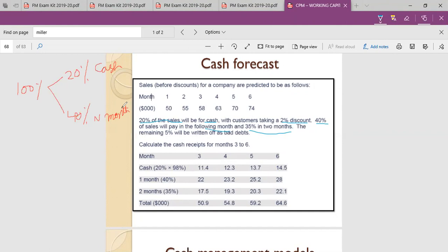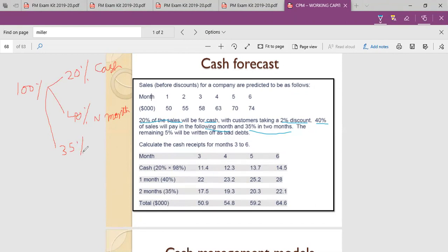After that, how much is remaining? 20 plus 40 is 60%. So the balance of it is another 40%. So what about the other 40%? Out of that 40%, it says that 35% will be received the following month. So 2 months later, it will be received.